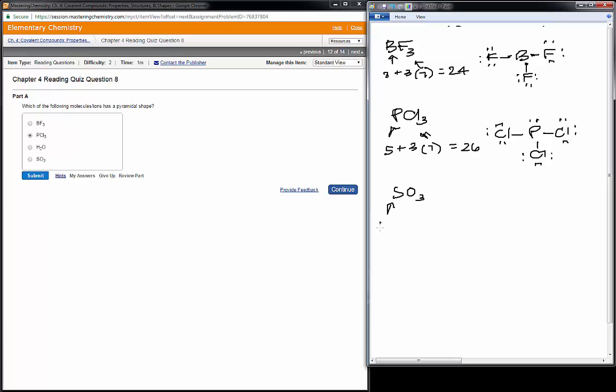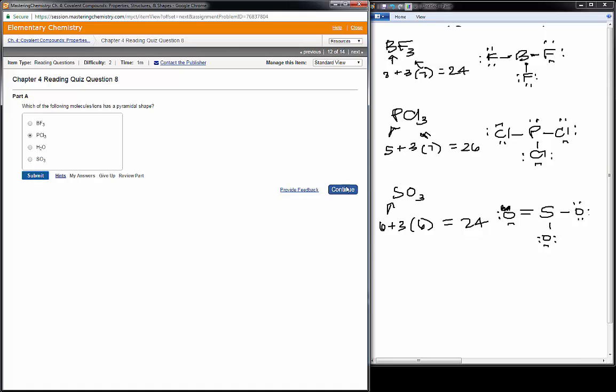So sulfur has 6. I have 3 oxygens. They each have 6. That adds up to 24 electrons. Sulfur in the middle, 2, 4, 6, just to put those oxygens around it. 8, 10, 12, 14, 16, 18, 20, 22, 24. So I'm all out of electrons, so I'm going to have to move at least 2 of those over there to make that sulfur happy. The sulfur has 3 electron sets, no lone pairs, so it is trigonal planar, and PCl3 is the right answer.